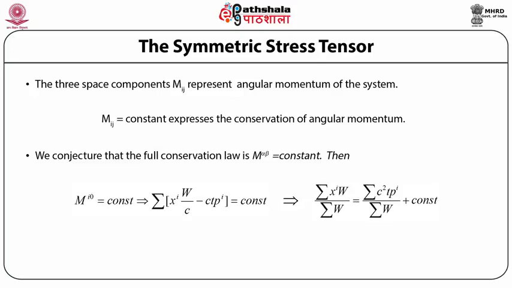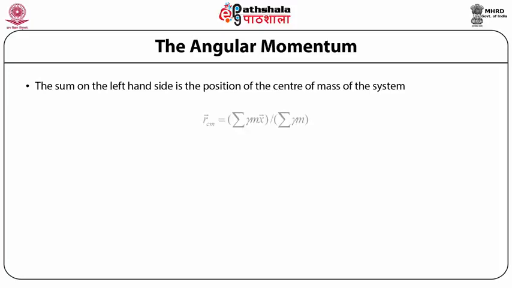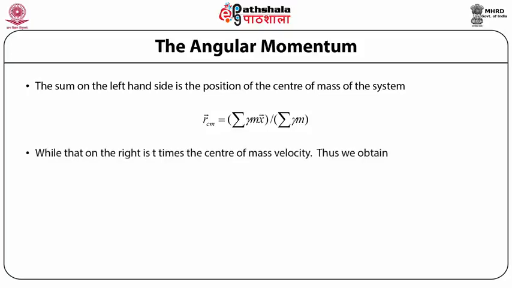This implies that summation xi W by summation W equals summation c square t pi by summation W plus constant. The sum on the left hand side is the position of the center of mass of the system, that is R CM equals summation gamma m x divided by summation gamma m, while that on the right is t times the center of mass velocity. Thus, we obtain V CM equals summation gamma m v by summation gamma m, which is a reasonable result.